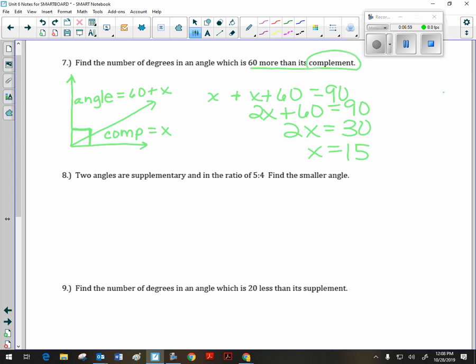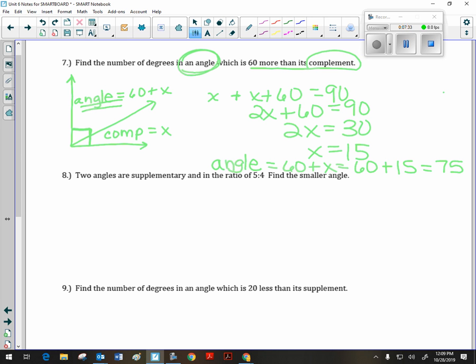And every time I get an x value, I go back and I look and I say, okay, did they really want the x value? When I read what it says find the number of degrees in the angle, which we listed as 60 plus x. Not the complement, but 60 plus x. So my final answer for this, which is the angle that they were referencing, is 60 plus whatever x is, 60 plus that 15, which will end up giving me 75.